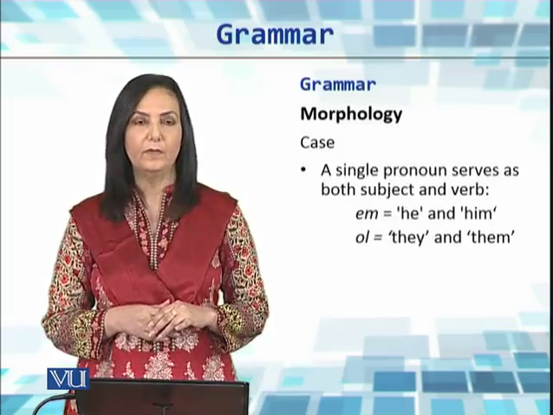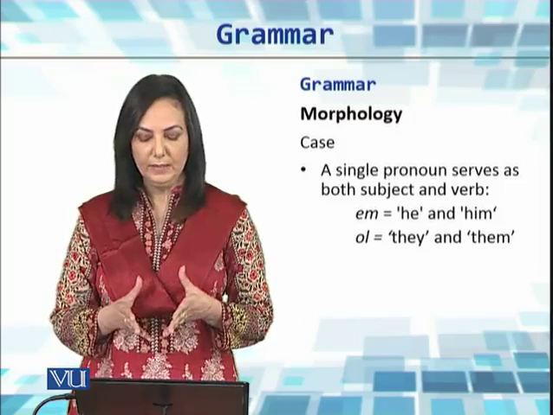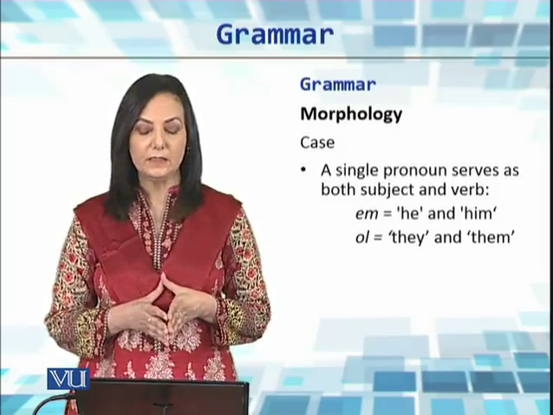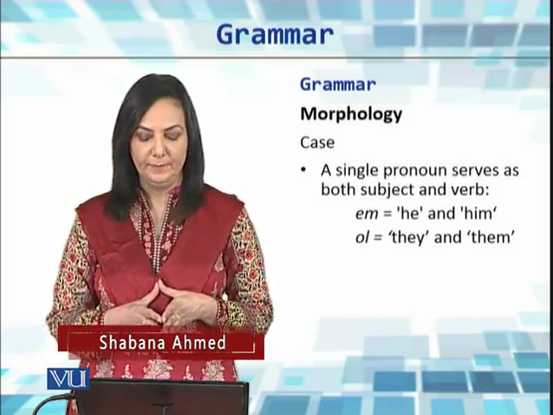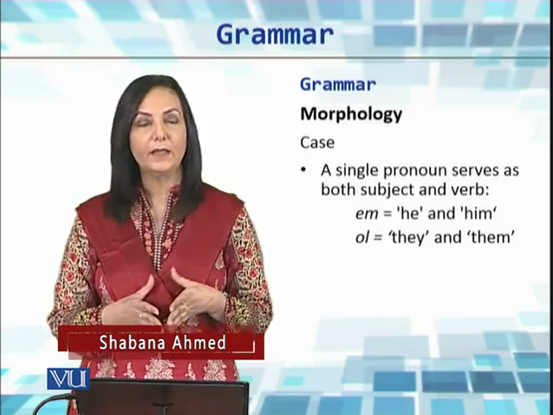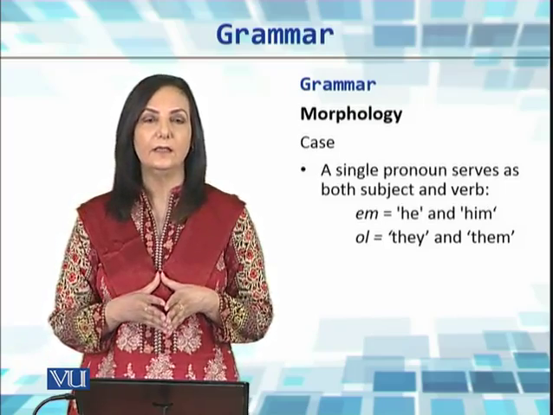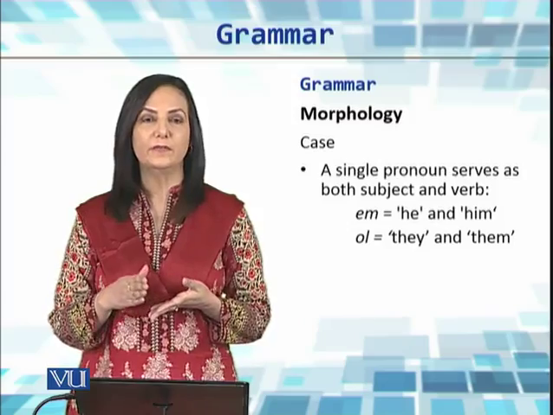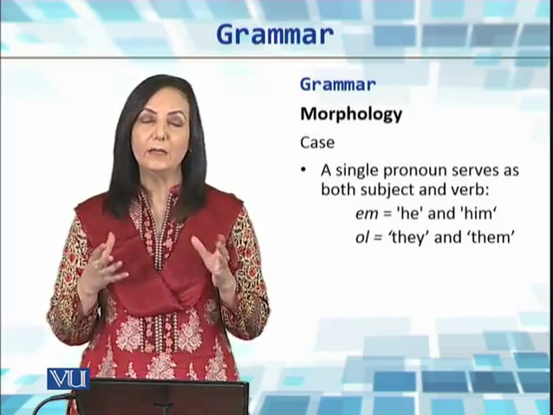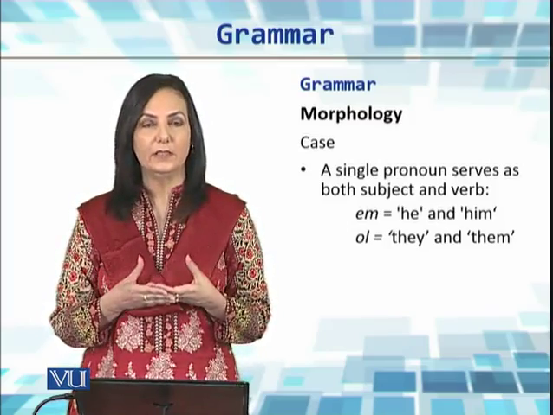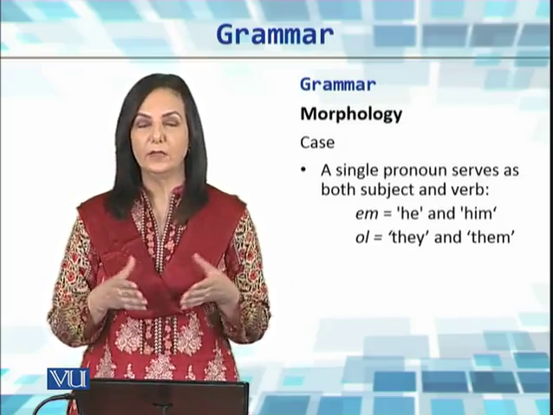An example of case marking missing from morphology would be this one, that a single pronoun serves as both subject and object. A case can be understood as a linguistic category whose value is reflected by the function that it performs in a sentence. By that we mean, for example, a word can serve as a subject or an object in different situations, in different kinds of sentences.